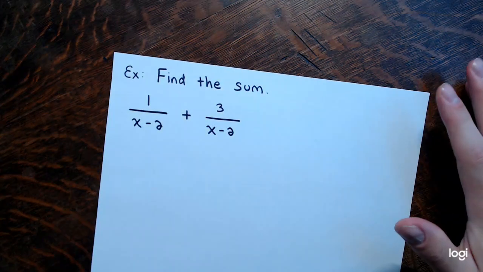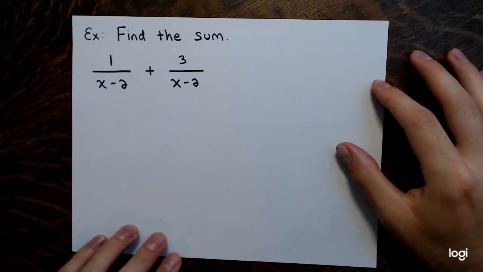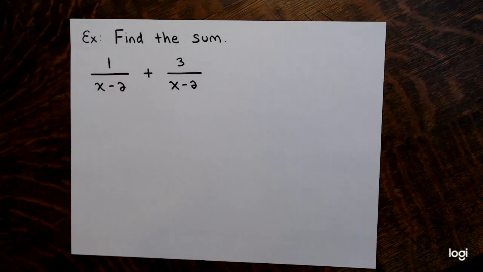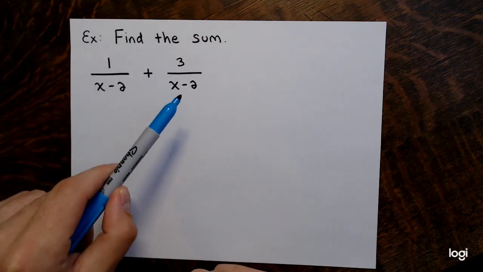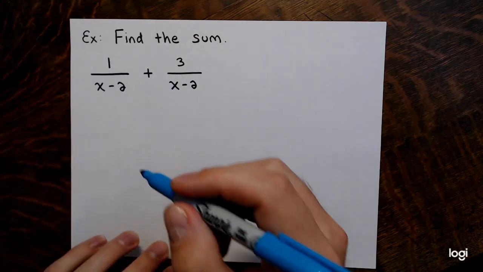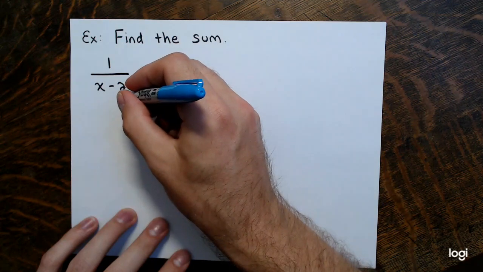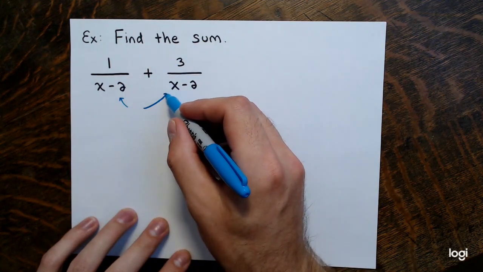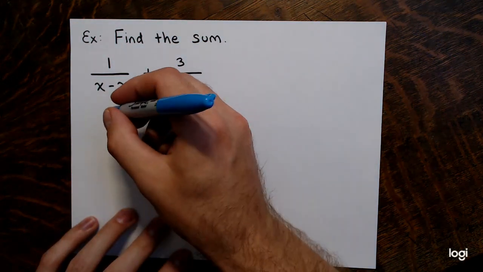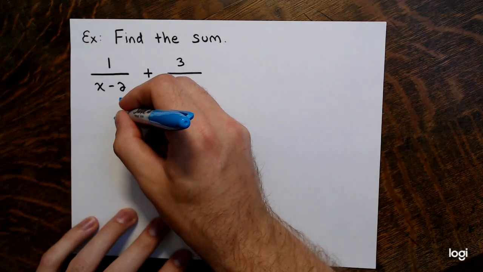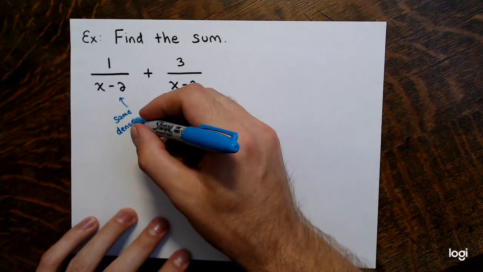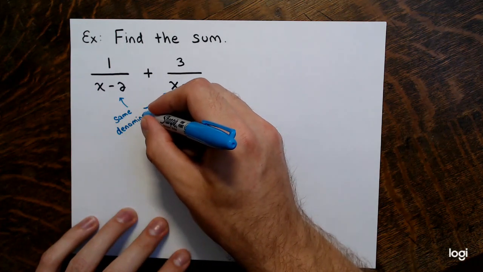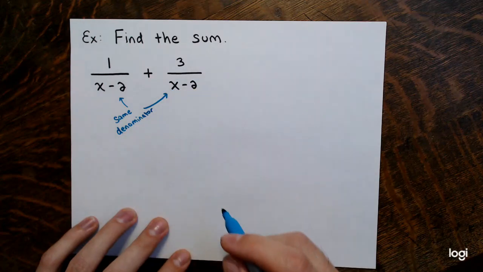So my first example, find the sum of 1 divided by x minus 2 plus 3 divided by x minus 2. And notice, again, I mentioned it in the title of the video, but both fractions have the same denominator, or a common denominator. And this is a requirement if you wish to add fractions. Okay.